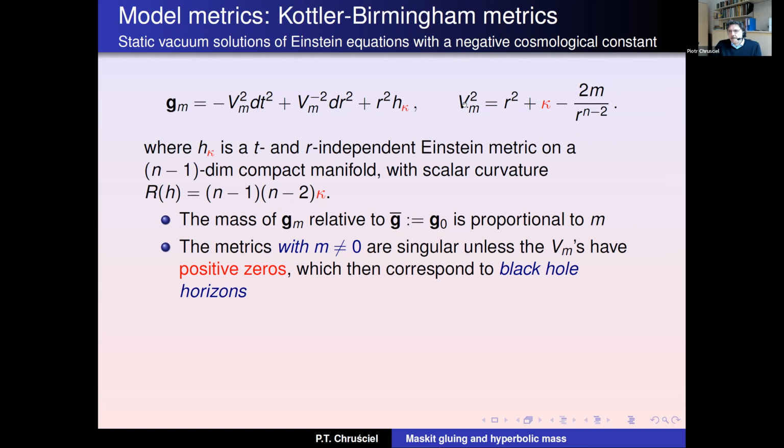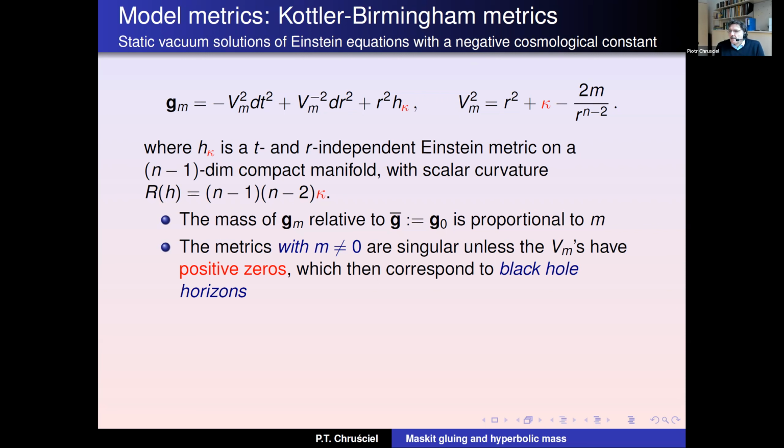Excuse me, I have a question. What does relative mass mean? Well, what is the ADM mass? The ADM mass is the mass of a metric relative to the Minkowski metric, right? It's nothing more than that.